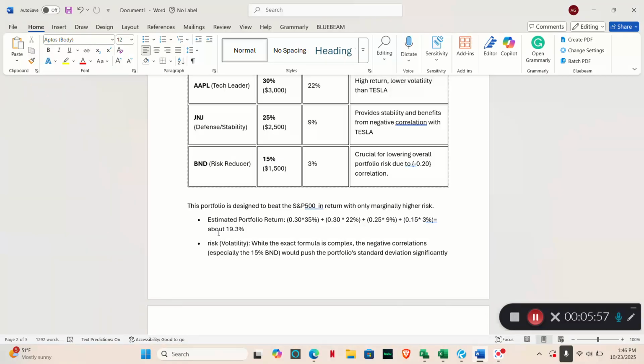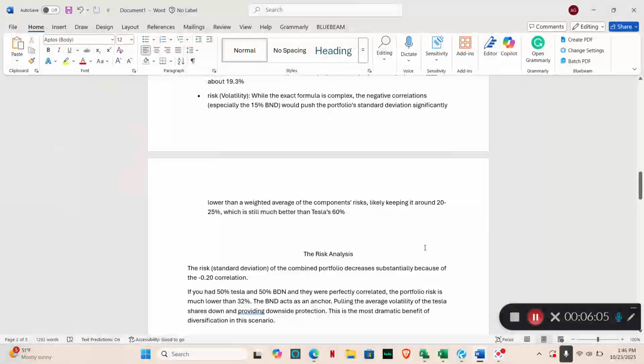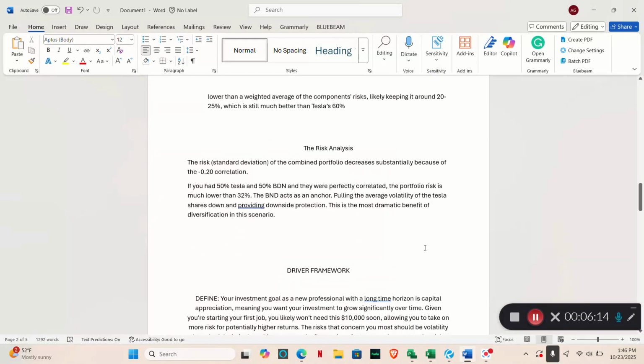Volatility. While the exact formula is complex, the negative correlations, especially the 15% in BND, would push the portfolio standard deviation significantly lower than a weighted average of the components' risks, likely keeping it around 20 to 25%, which is still much better than Tesla's 60%.